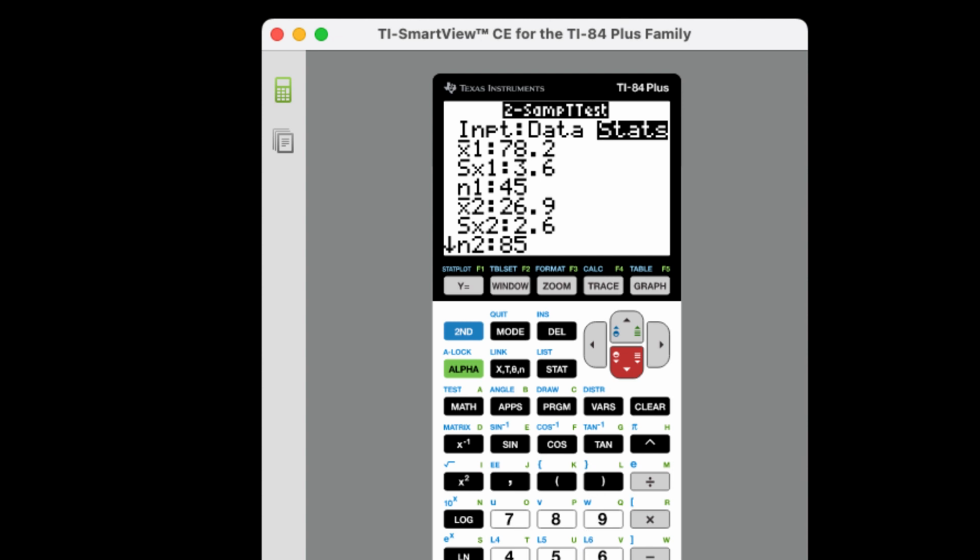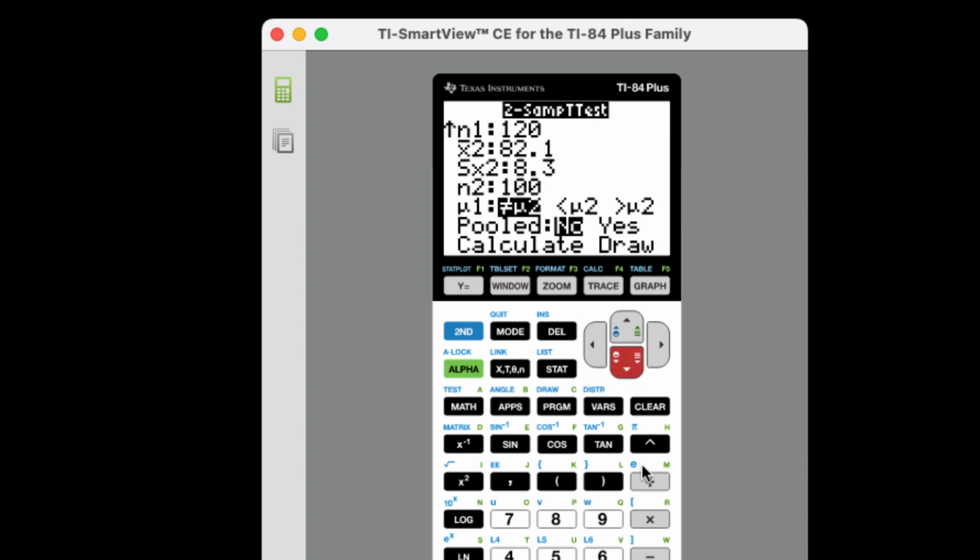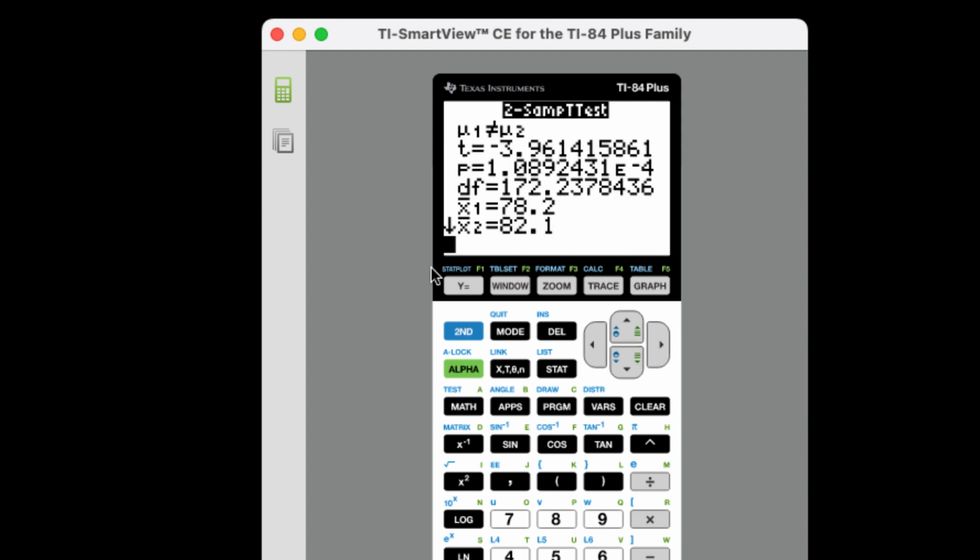What's the standard deviation? 5.8. What's the sample size? 120. 82.1. Sample standard deviation, 8.3. That sample size is 100? Is this a two-tailed test? Yes, pooled is no, always no there. And what do you guys get now for your test statistic value? Negative 3.96.